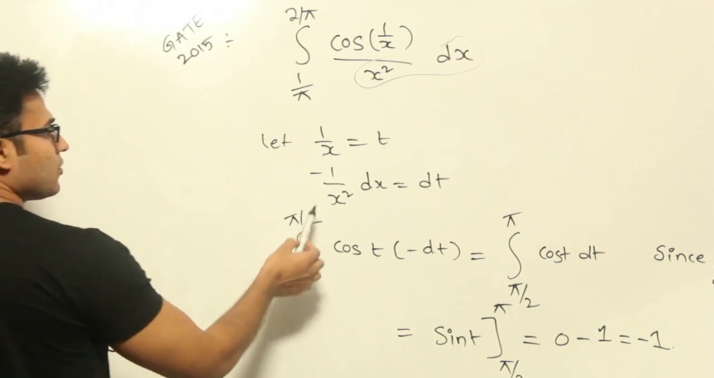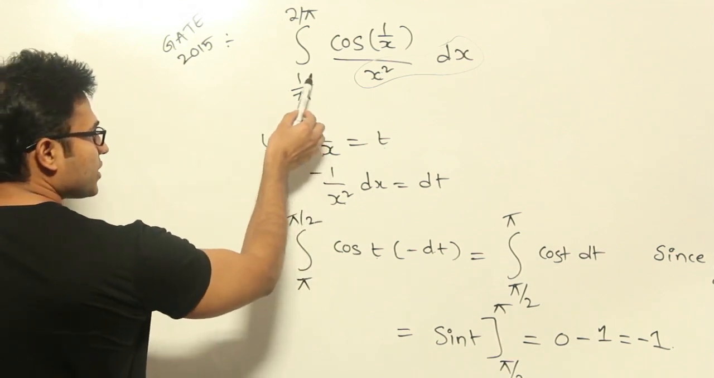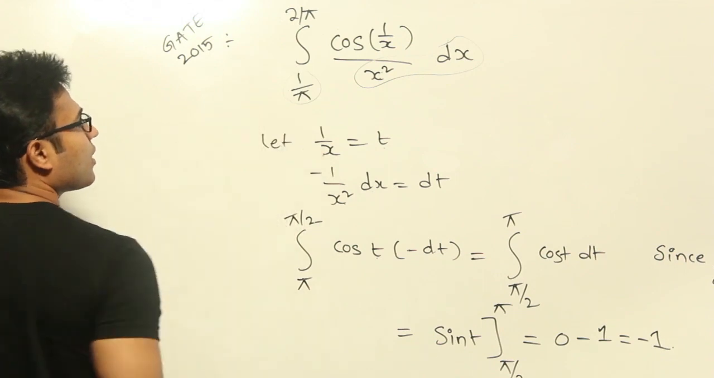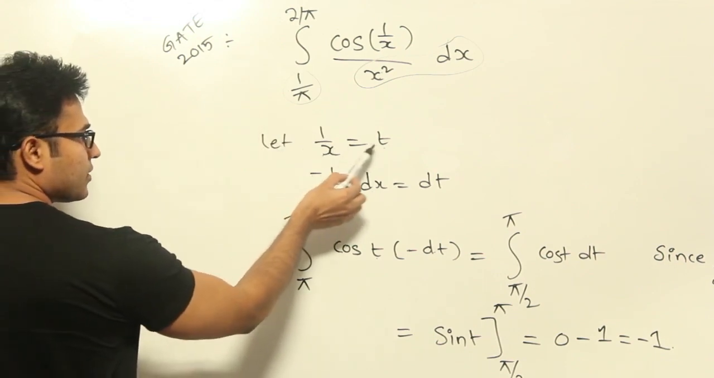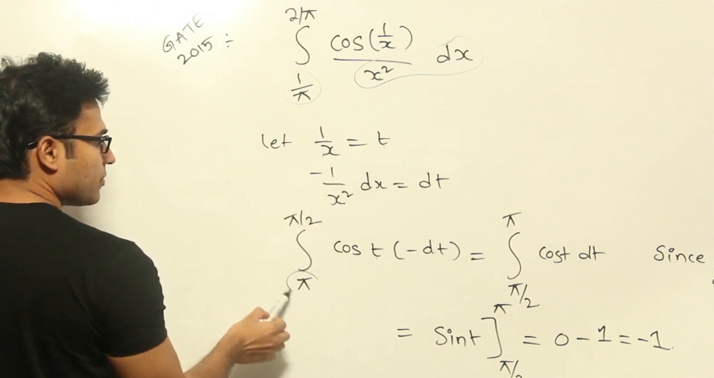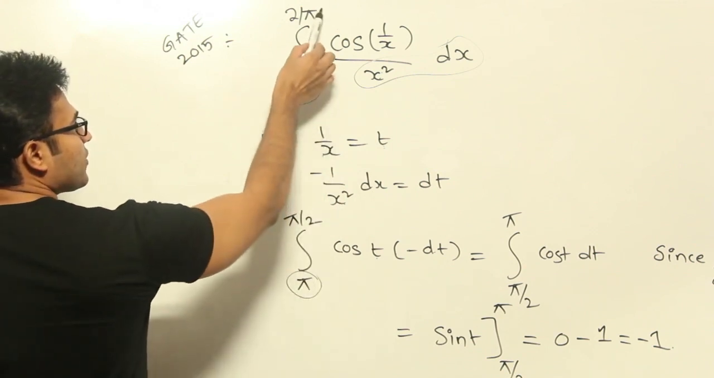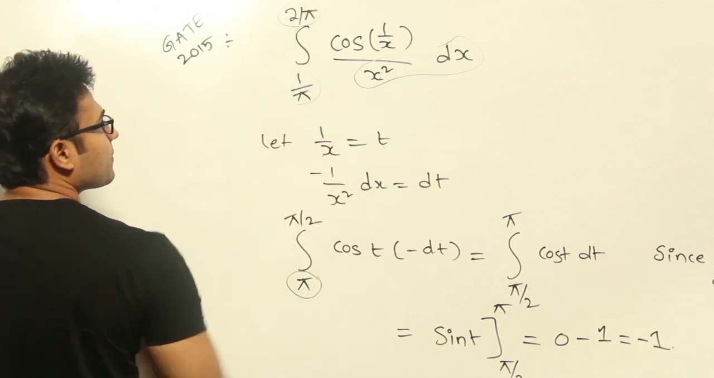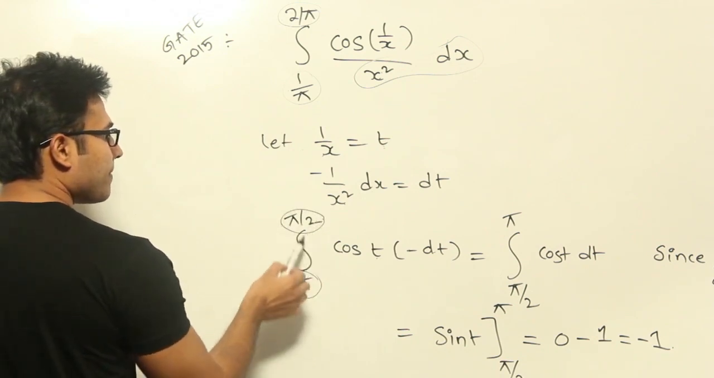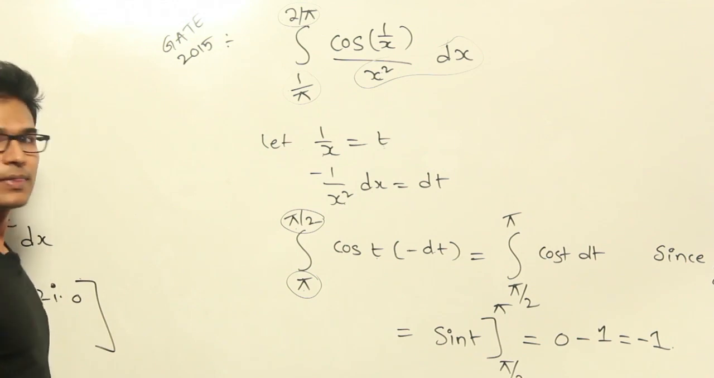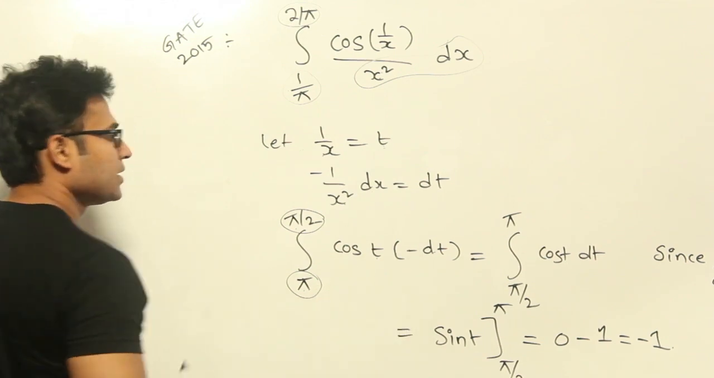In order to find this interval, you substitute in place of x, 1 by pi. If you substitute x as 1 by pi, then t is going to be pi. So you got pi here, and in place of x if you substitute 2 by pi, then t is going to be pi by 2. So integral pi to pi by 2 cos t into minus dt.